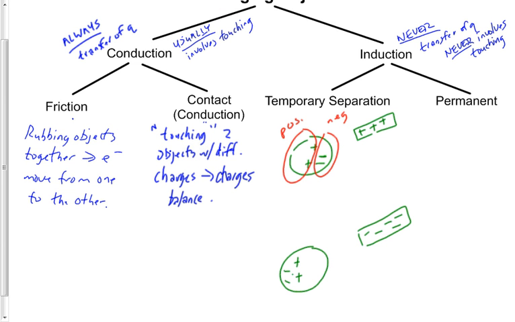Again, not all of them. We're drawing it as if all of them are going over there. That wouldn't happen, right? But the net effect is that the left side is negative and the right side is positive.